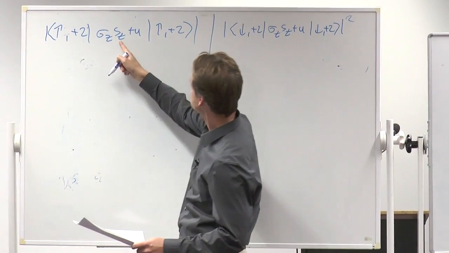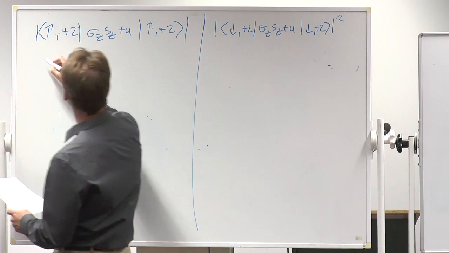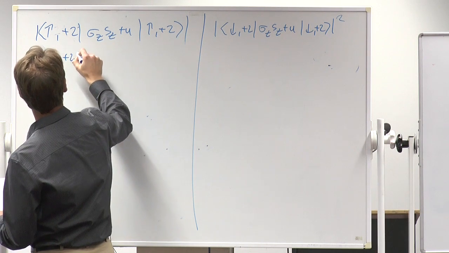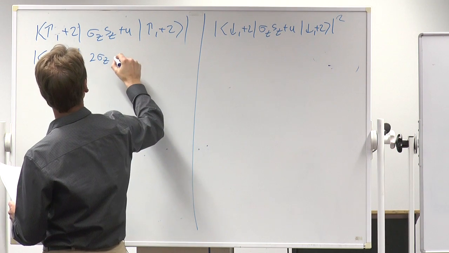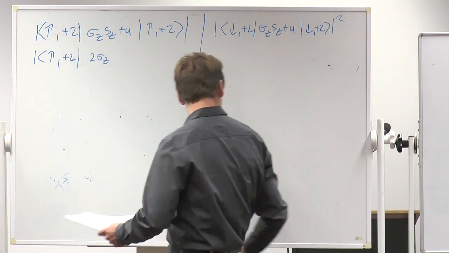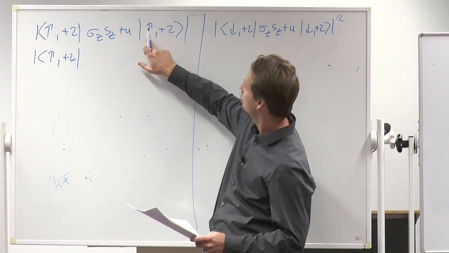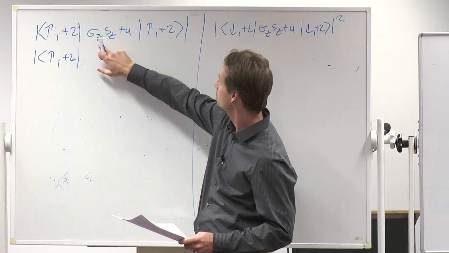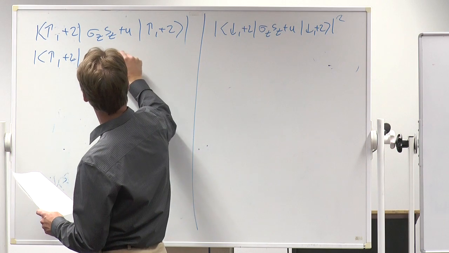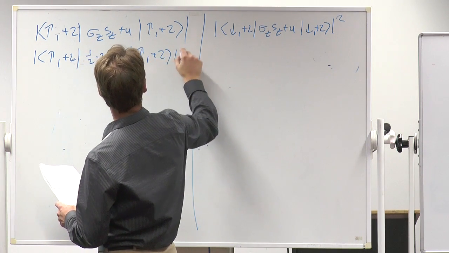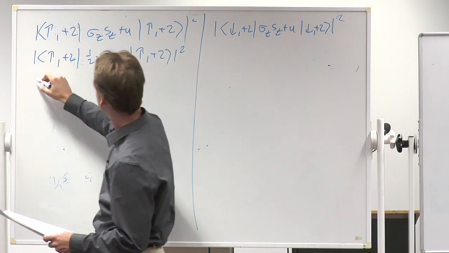Now, we can do this, right? Sz operated on +2 gives us 2 times +2. Let me make this slowly. A little bit tricky because I have the u in there. Let me operate both of them. So if I operate the Sz on the up state, I get 2 times the up state. If I operate the sigma z on the up state, I get 1/2 times the up state. So I get 1/2 times 2 plus u times up, plus 2, absolute value squared. Nothing magic. This is just matrix multiplications or basic quantum mechanics, right?